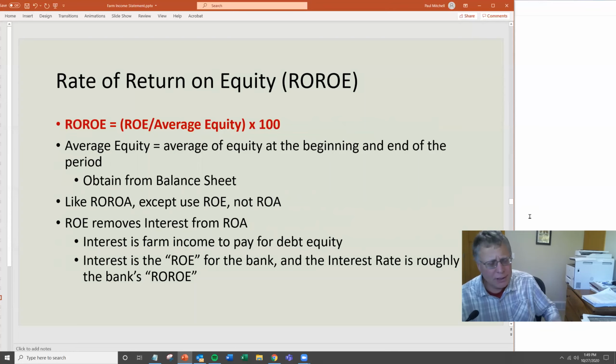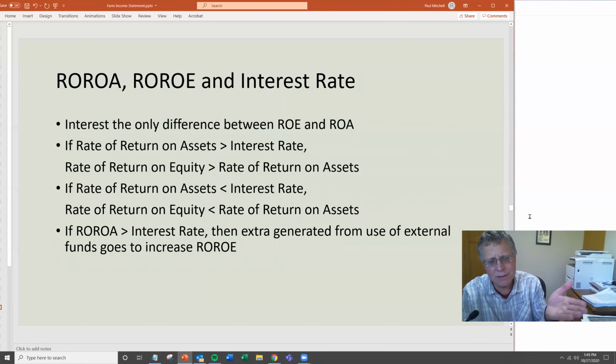And you get it from the balance sheet again. It's like the rate of return on assets, except you're using the rate of return on equity, so you're using ROE instead of the ROA. Essentially, the only difference between the two is interest. And the interest is really the lending institution's, the bank's, return on equity. For you, it's the money goes out. So the bank's rate of return on equity is their interest rate.